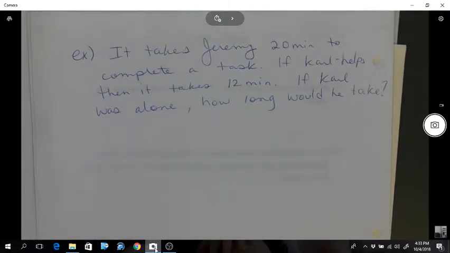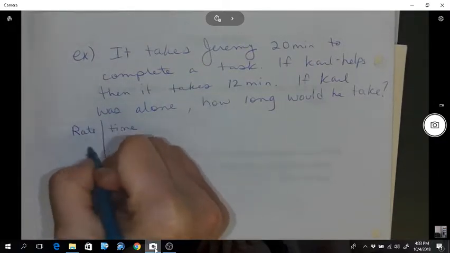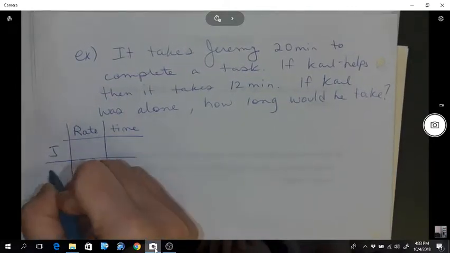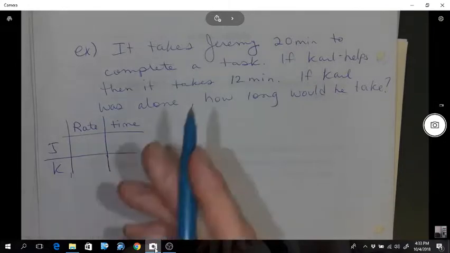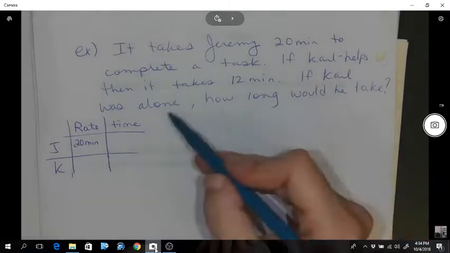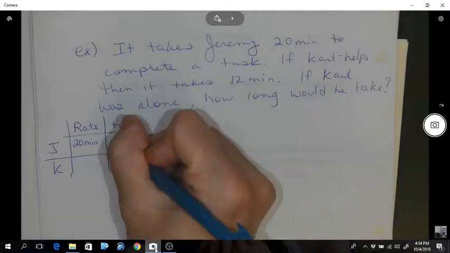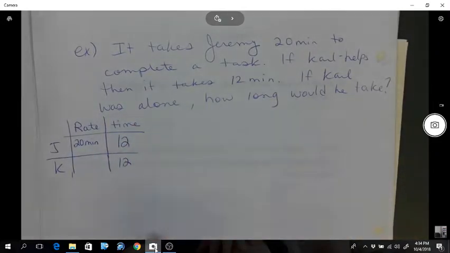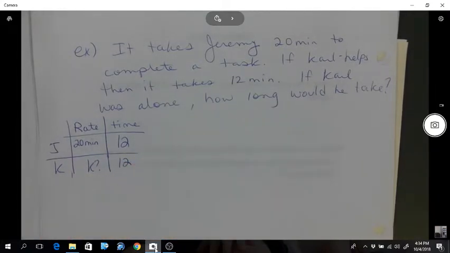Time and rate. Okay? And here we have a Jeremy and a Carl. So I'm going to sort out my information. So it takes Jeremy 20 minutes to complete a task. So that is his rate, 20 minutes per task. If Carl helps, then it takes them 12 minutes. So that would be the time that they work for. So they both work for 12 minutes. So if Carl was alone, how long would he take? So I want to know Carl's rate.